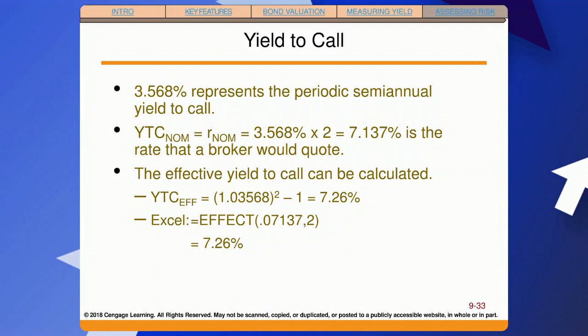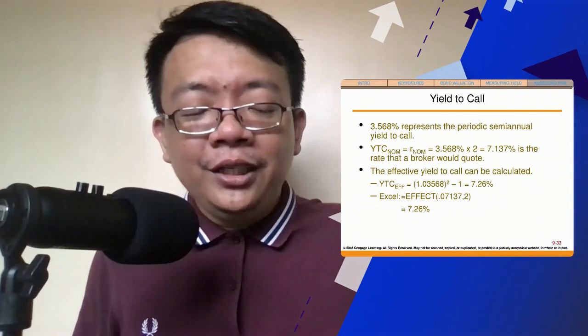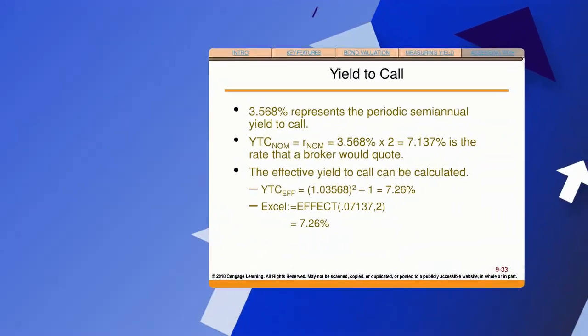Or you can use Excel. So equal sign effect, then open parenthesis 0.0713, the rate. All right? Then 2 because semi-annual. So your answer here is 7.26, okay? Naintindihan ba, class? Naintindihan ba, class? Hopefully, yes, ha? Alright.